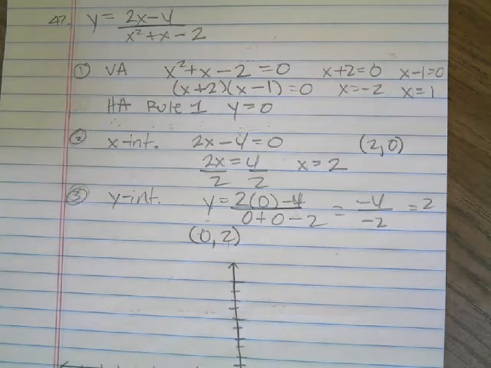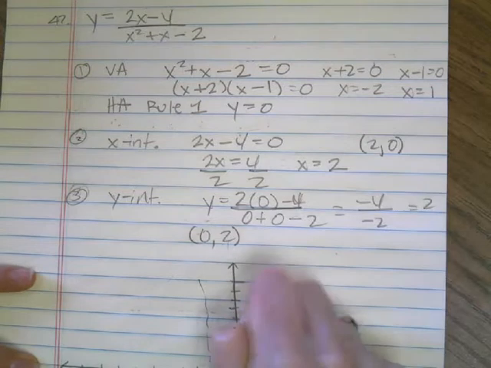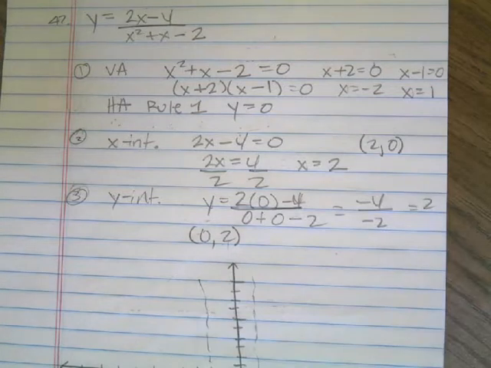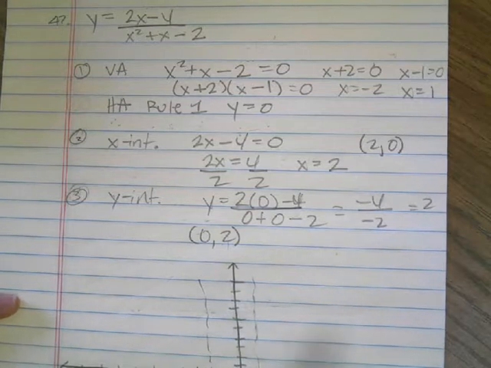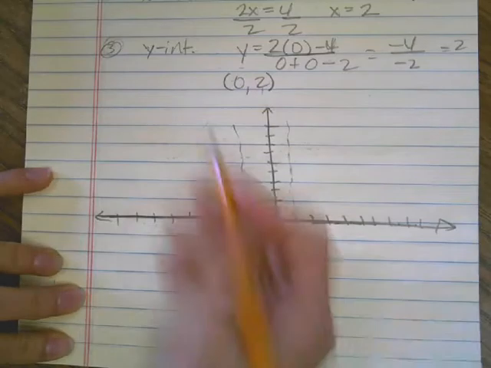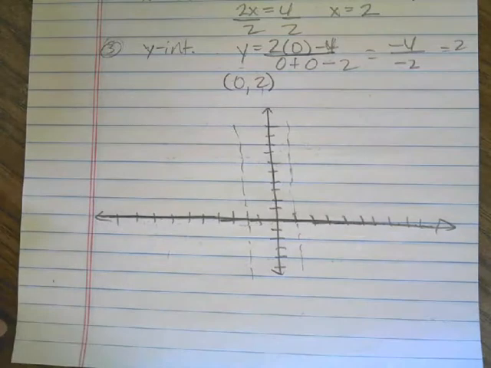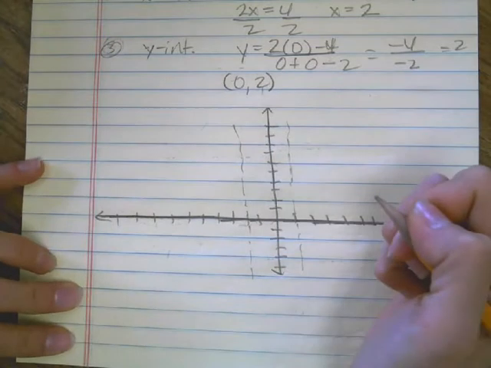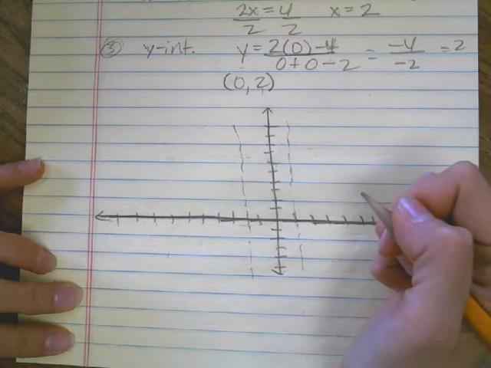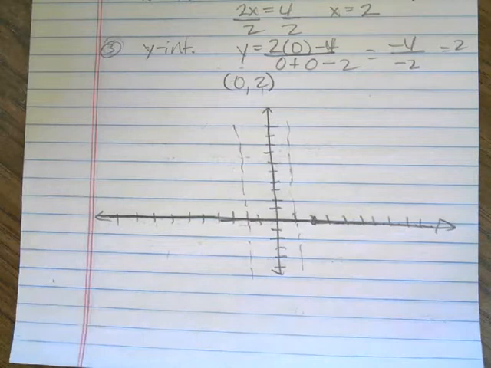So my vertical asymptotes were x equals negative 2, which is here. So I'm plotting it in. And x equals 1, which is here. So I plot that in. I'm going to darken this so that I remember it's the x-axis. Okay, my x-intercept was 2, 0. So that's here. And my y-intercept was 2.